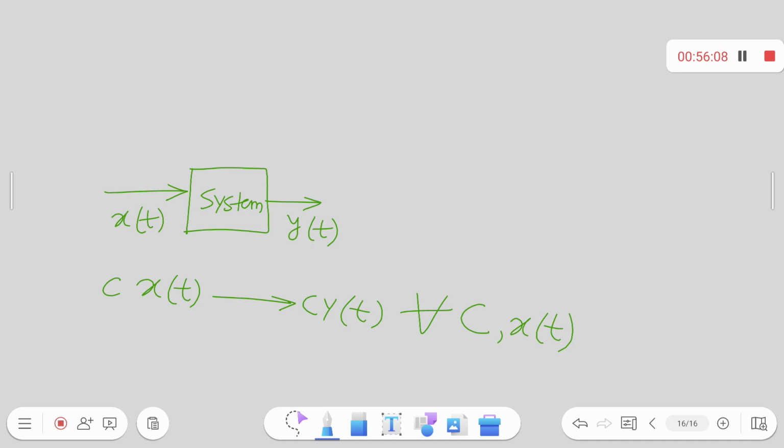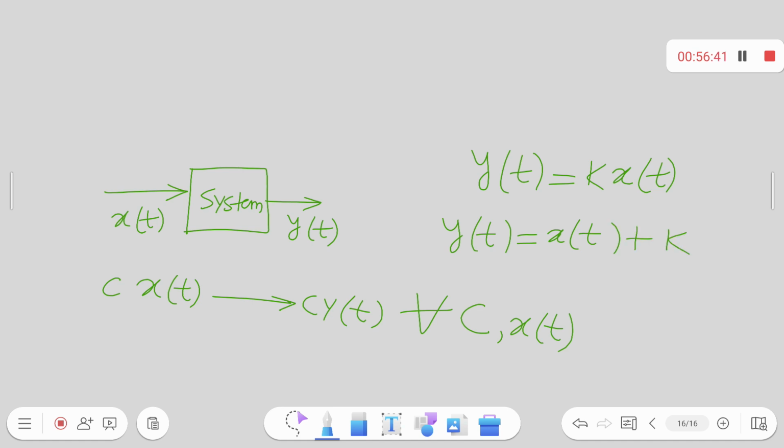Now, as I mentioned, there are a few systems which might be additive. For example, let's consider y of t is equal to k times x of t, as we have noticed previously. This system was additive, and this system is also homogeneous. So this system is linear. What about this? y of t is equal to x of t plus k. Is it homogeneous? No.